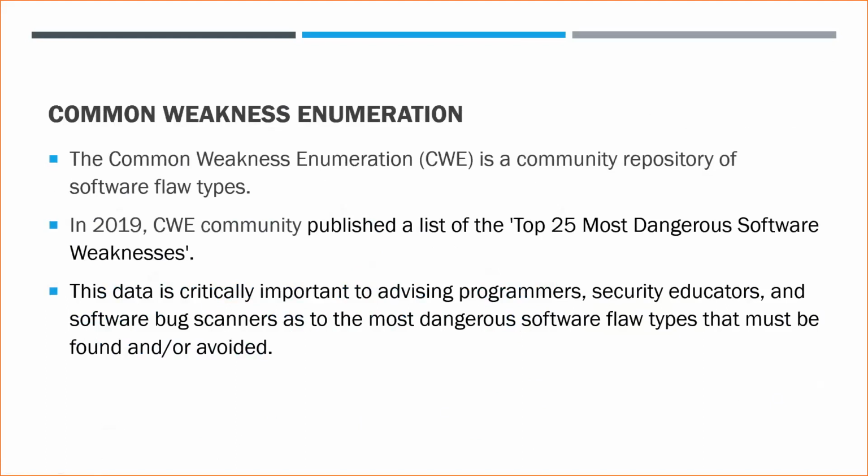In 2019, the CWE community created a top 25 most dangerous software weakness list, and this data is critical. We must inform programmers and security educators on the types of software flaws that they need to avoid, those that result in tens of thousands of computer vulnerabilities every year. We need to inform the creators of software bug scanning tools so they can prioritize their efforts in finding software flaws that result in lots of vulnerabilities and vulnerabilities that are very severe for software.